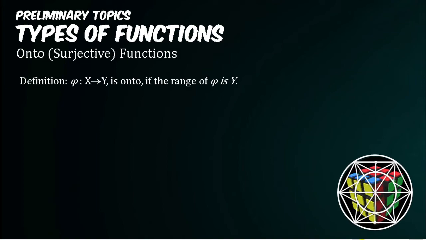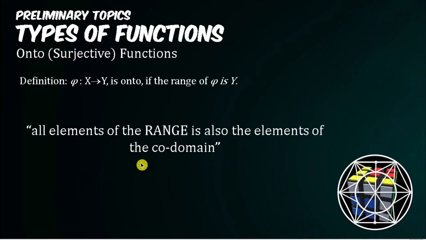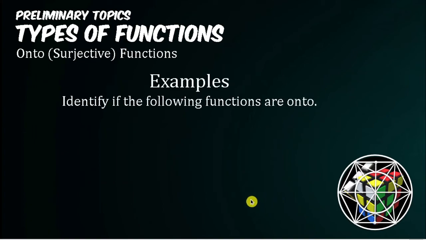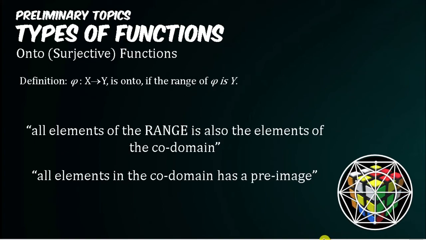Another type, we have onto. Alternatively, we say surjective. And how about this? This is a very simple definition. Phi from x to y is onto if the range of phi is y. All elements of the codomain are also elements of the range. Ibig sabihin, walang naiwan sa codomain. Lahat sila ay merong pair. Lahat sila ay merong pre-image.